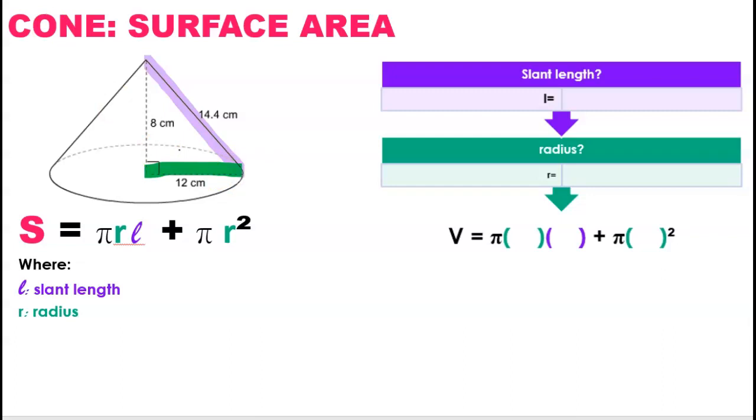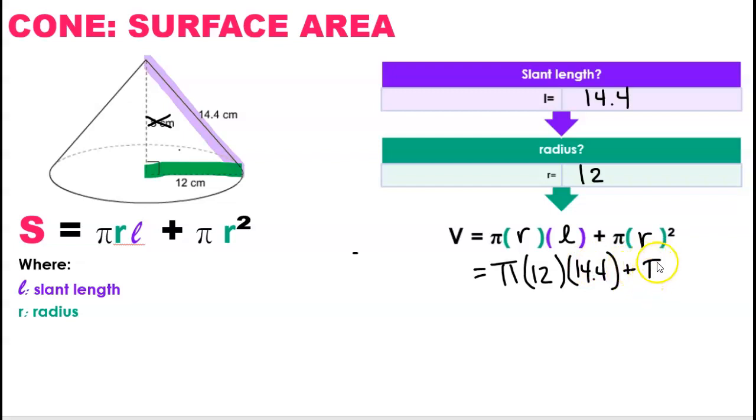But they've given us 3 numbers. They're trying to throw us off. We don't need the 8. We do not need him. He is extra information. So let's go ahead and plug in now. The slant height was that 14.4, and the radius was 12. Okay, so the formula goes pi times radius times L plus pi times radius squared. So we've got pi times our radius, which was 12, times our slant height, which is that 14.4, plus pi times radius squared, so 12 squared.